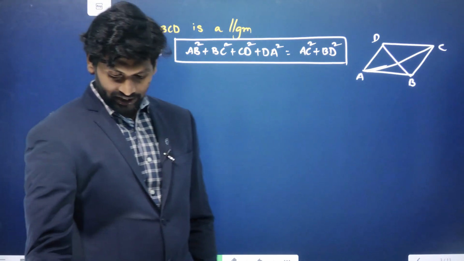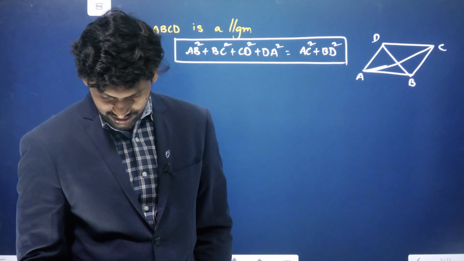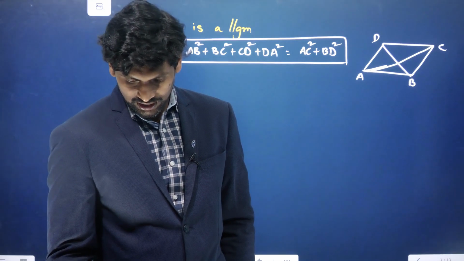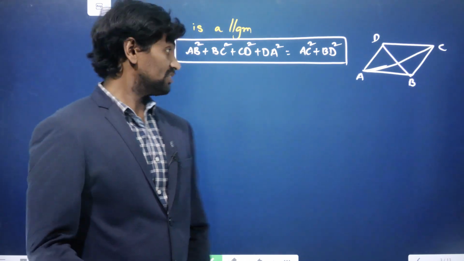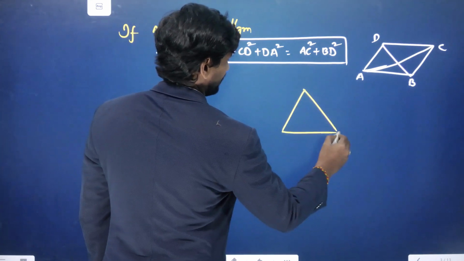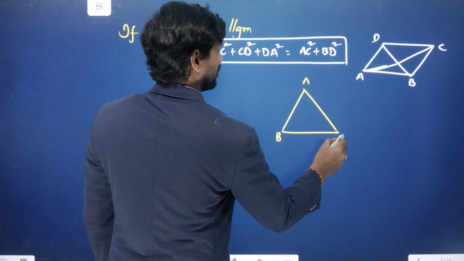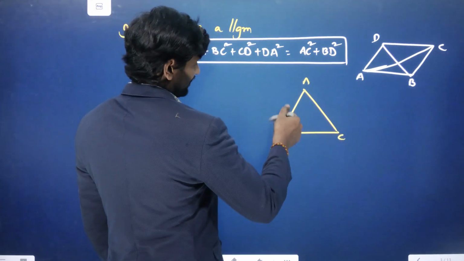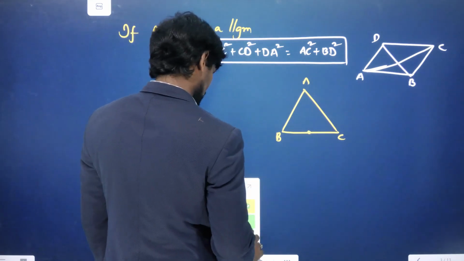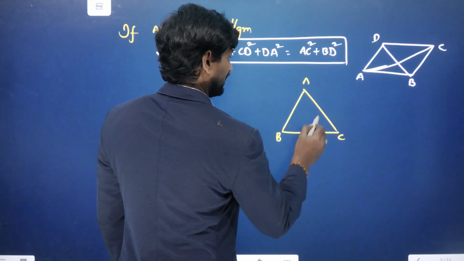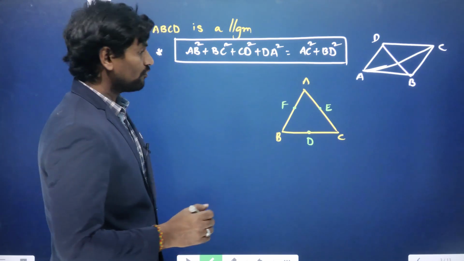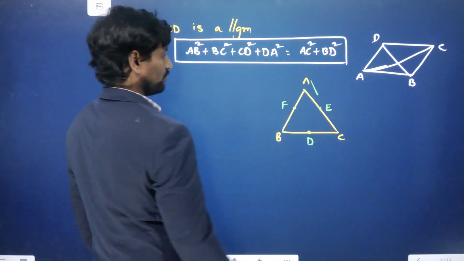Let us check one more note point. When you take a triangle and medians, I am taking the triangle ABC like this. A, B, C are the vertices of the triangle, AB, BC, CA are the sides, and D, E, F are midpoints of the sides BC, CA and AB respectively.